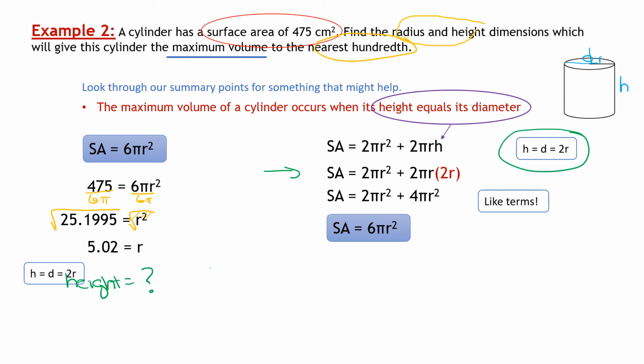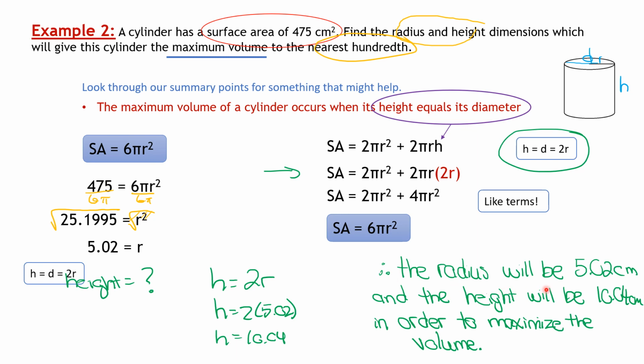The height is the same as 2 radii for this question. So my height is equal to 2r. And since my radius is 5.02, I'm just going to multiply those together to get the height, and then I can write a sentence that answers the question. Therefore, the radius will be 5.02 centimeters and the height will be 10.04 centimeters in order to maximize the volume.